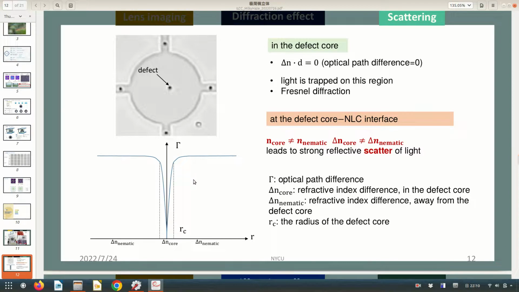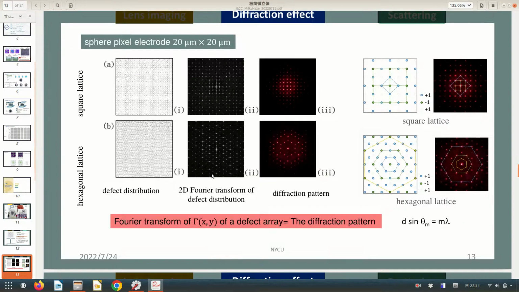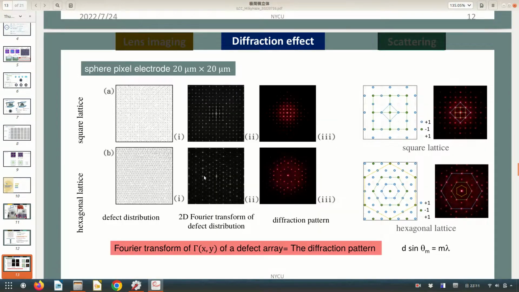So when light is passing through the defect arrays and experiences that dramatic change at the interfaces, it leads to strong scattering of light. And when we have a lot of defects, we have multiple scattering. That is the main reason for the haze. And finally, this is diffraction.